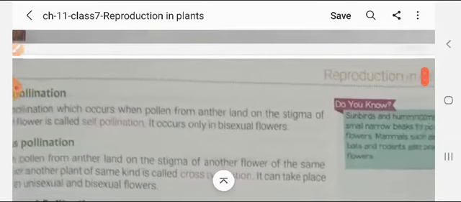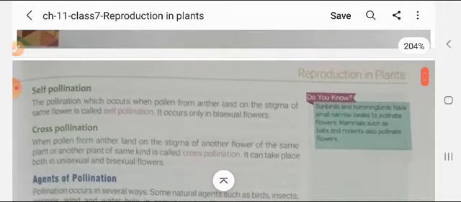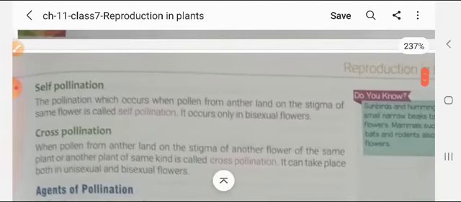Now student, what do you mean by self pollination? Let's see that. The pollination which occurs when pollen from anther lands on the stigma of the same flower is called self pollination.